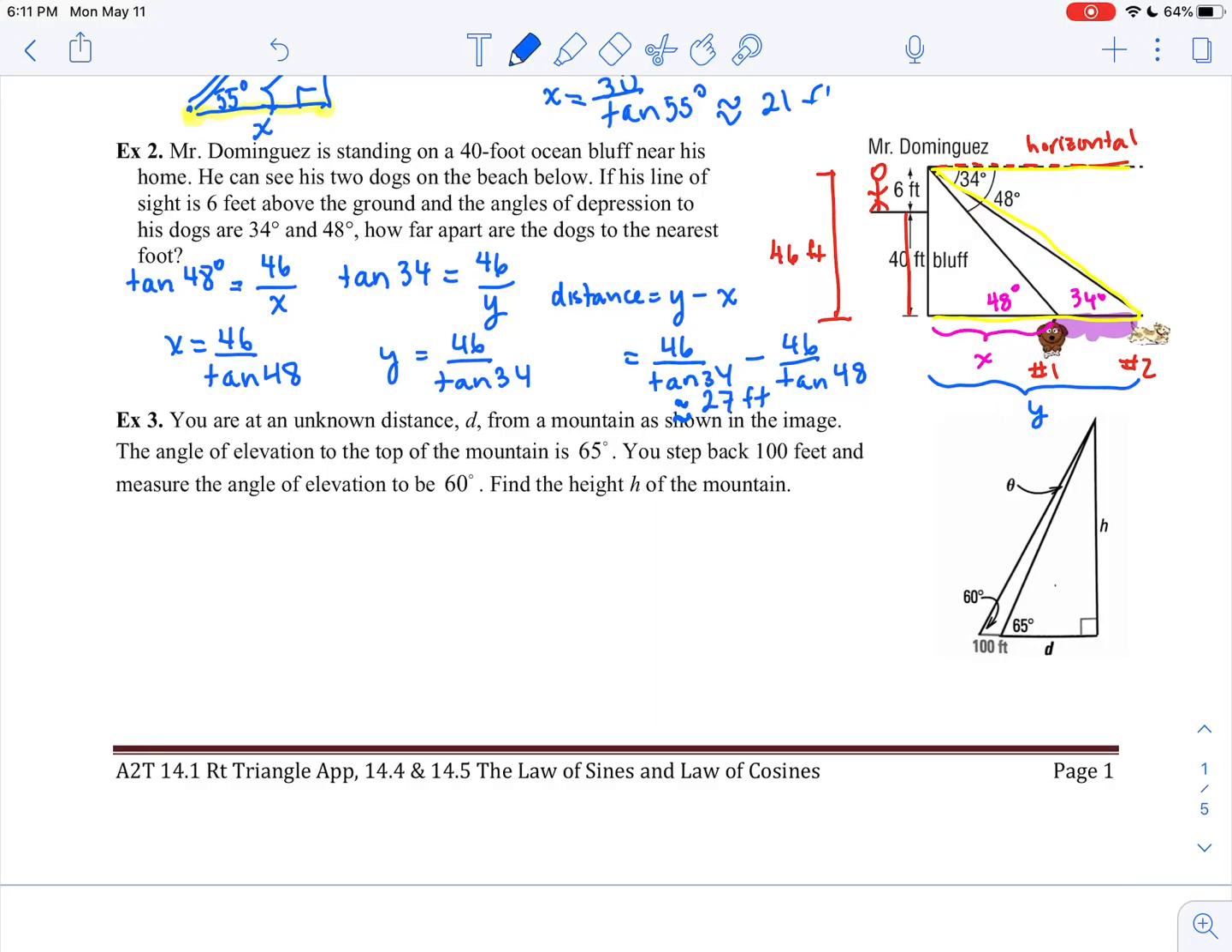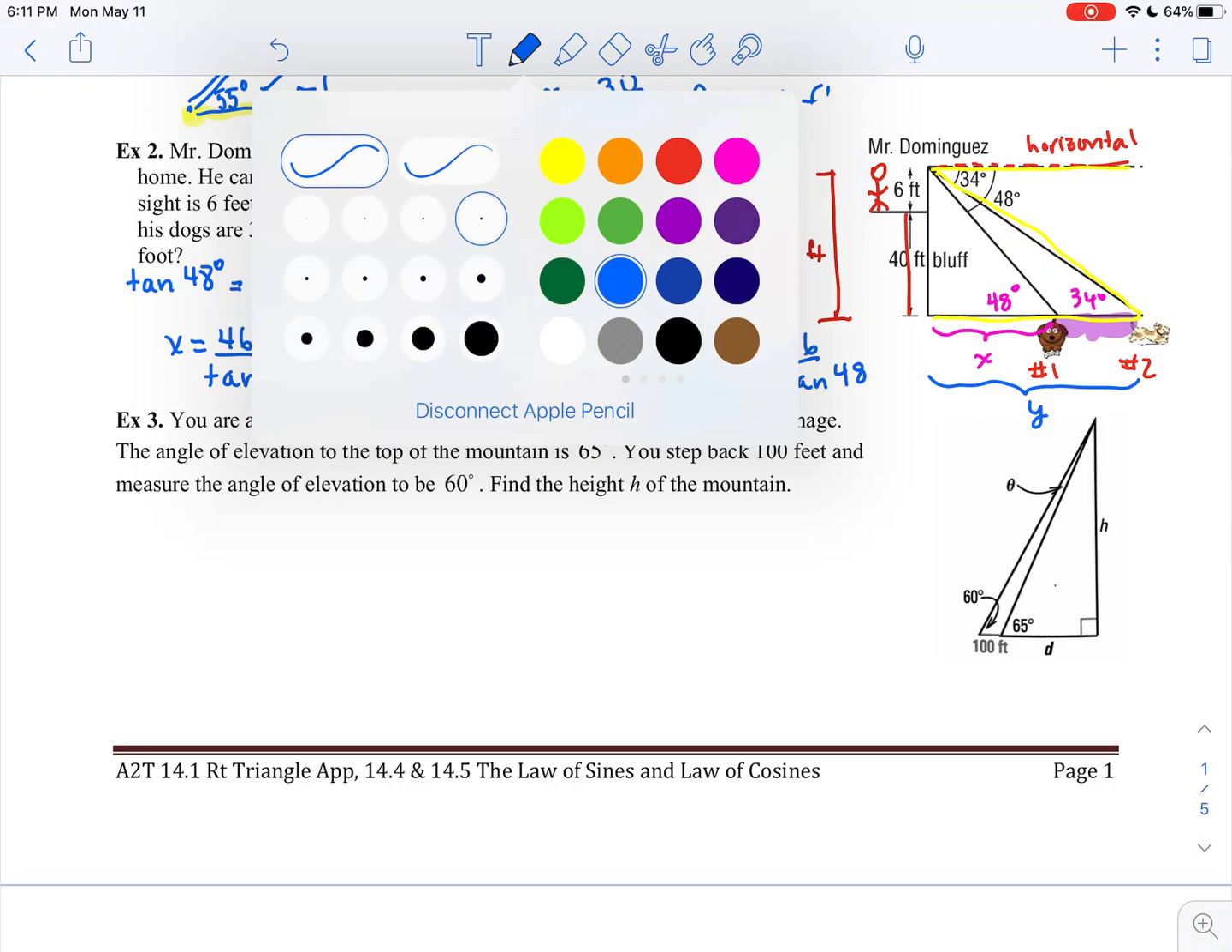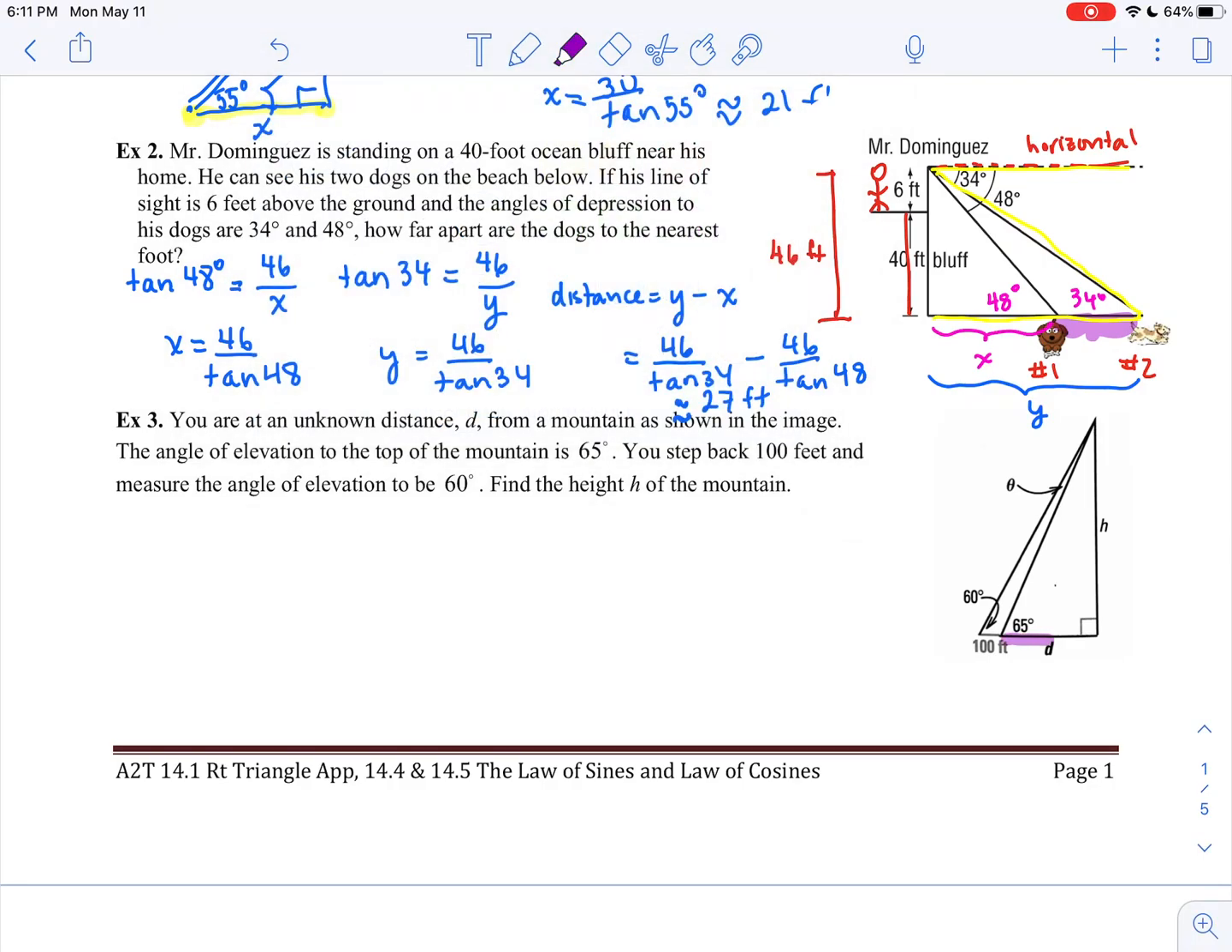Right triangle trig application example number 3. You are at an unknown distance d from the base of the mountain. So in purple highlight, that's this distance here. As shown in the image, the angle of elevation at the top of the mountain is 65. So if you were standing down below, you'd look up and you form an angle that's 65 degrees.